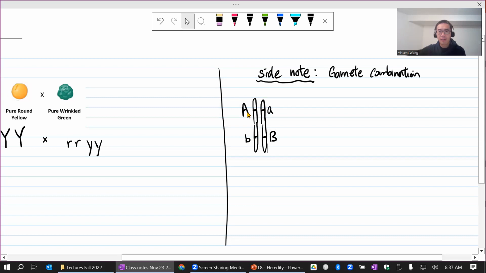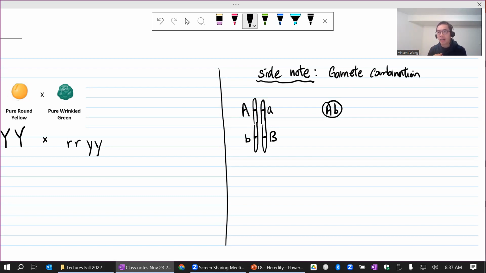Meaning, if let's say this is the gamete. The gamete is gonna have the big A or the small a, right? So let's say by chance you got the big A. Just because you get the big A does not mean you are necessarily gonna get the big B. Okay, you can get the big B, you can get the small b, right? Like, we don't know.